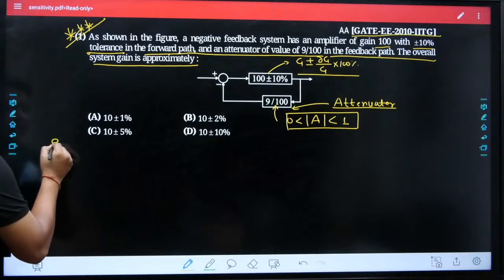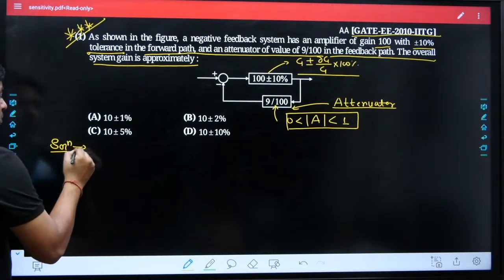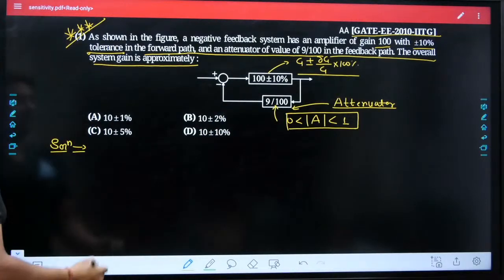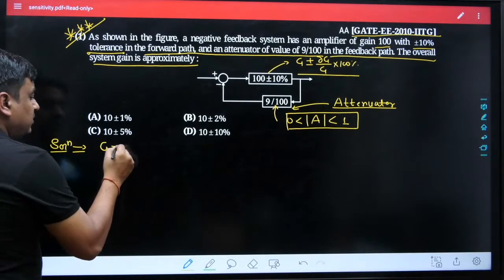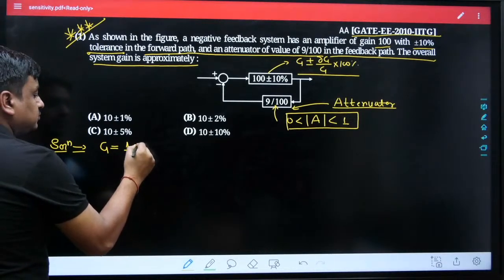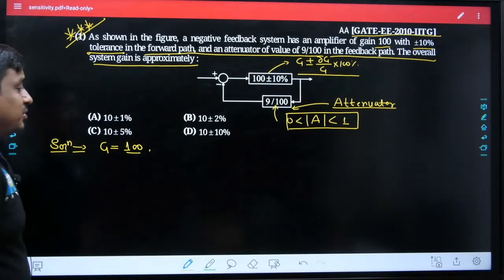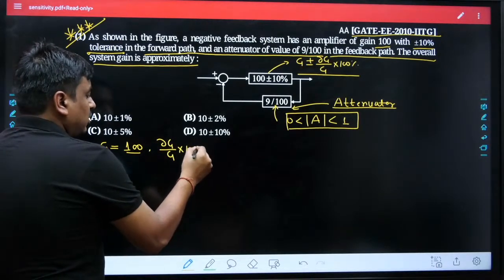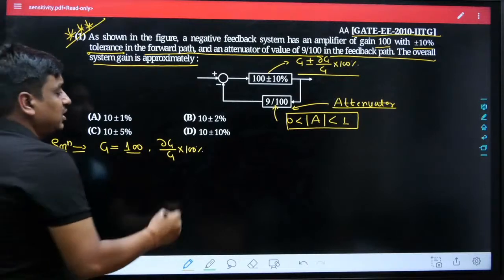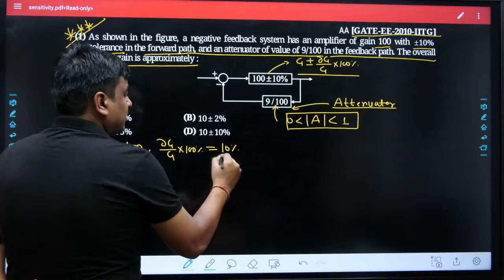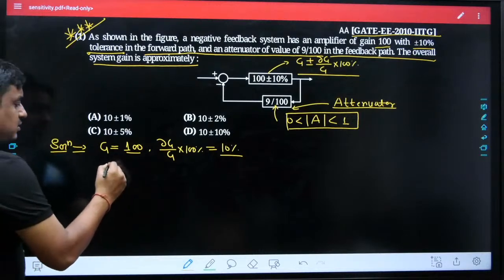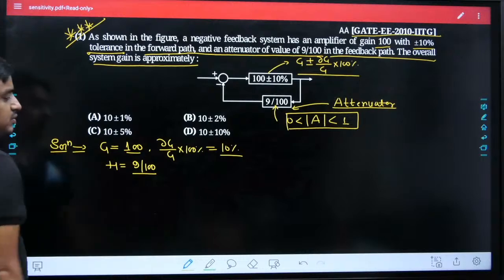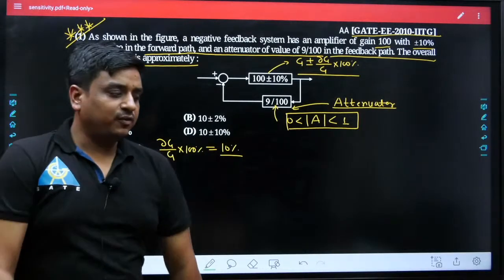So let me write down all of the important formulas which can be retrieved by watching this block diagram. First, what's the value of G? The precise worth of G is simply 100. And as far as this system is concerned, the percentage change in G, which is dou G divided by G into 100%, is precisely equal to 10%. Yes. The value of H is nothing but 9 divided by 100. Yes. May I know what exactly you want from this problem?